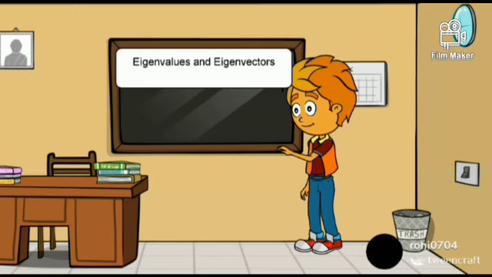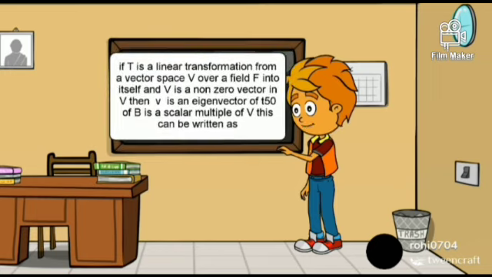In linear algebra, an eigenvector, also called a characteristic vector, of a linear transformation is a non-zero vector that changes at most by a scalar factor when that linear transformation is applied to it. The corresponding eigenvalue is the factor by which the eigenvector is scaled. To define eigenvalues and eigenvectors formally: if T is a linear transformation from a vector space V over a field F into itself, and v is a non-zero vector in V, then v is an eigenvector of T if T(v) is a scalar multiple of v.